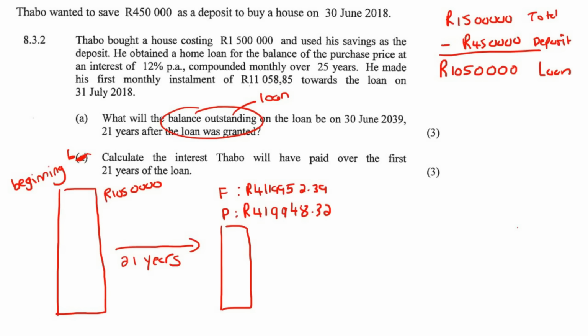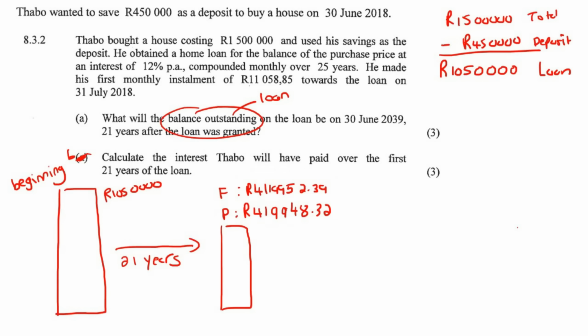Okay, so have a look at this, guys. His loan was worth 1,050,000 rand. That's how much money he owes the bank. That's what a loan is. It's how much you owe the bank. 21 years later, this is how much he still owes the bank.